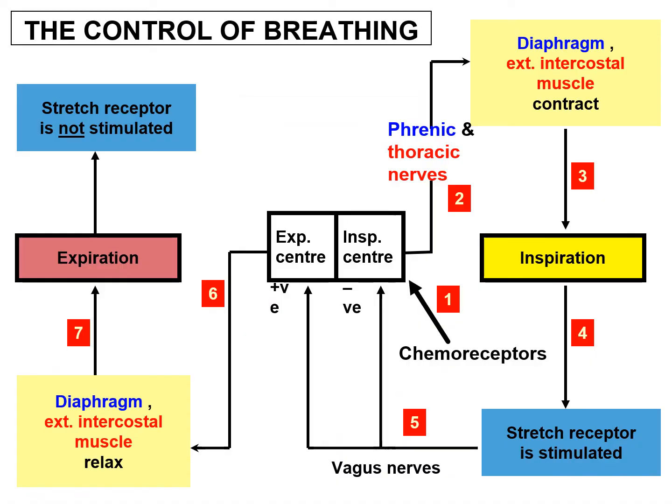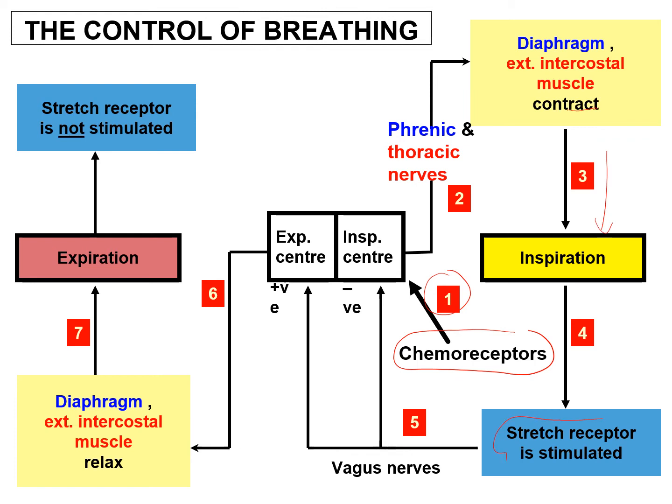The control of breathing. First, detected by chemoreceptor. Then we inspire. Inspiration center. Okay, kita tengok penerangan dia. When inspiration center stimulated, it will send impulse through phrenic and thoracic nerve. So diaphragm and external intercostal muscle will contract. Then we will inspire.